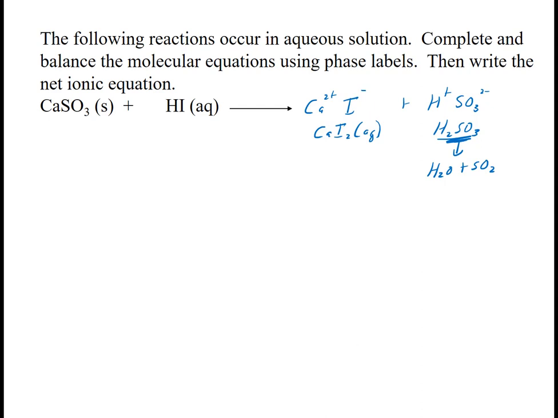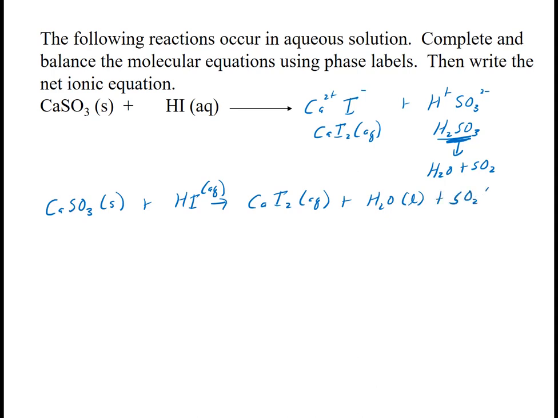So I need to realize that that goes on to further form water plus sulfur dioxide. So whenever you see sulfurous acid, H2SO3, or carbonic acid, H2CO3, as a product, realize it needs to undergo further reactions. So to write my overall reaction, I have calcium sulfite plus hydroiodic acid goes to form calcium iodide. Oops, this one's aqueous. Plus water, which is a liquid, plus this, SO2, almost said CO2, as a gas.